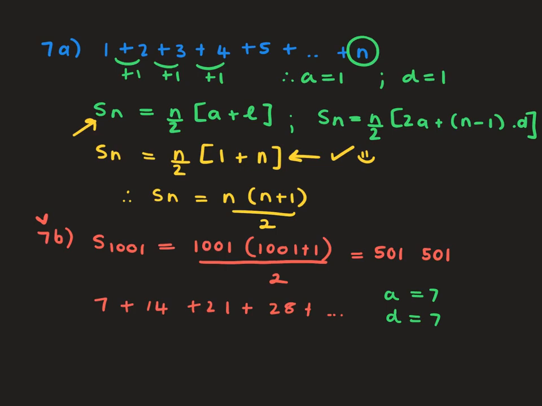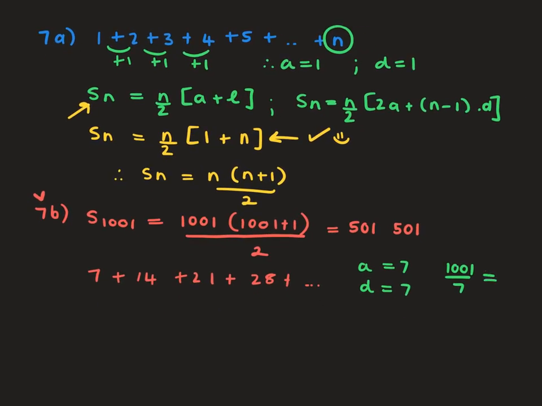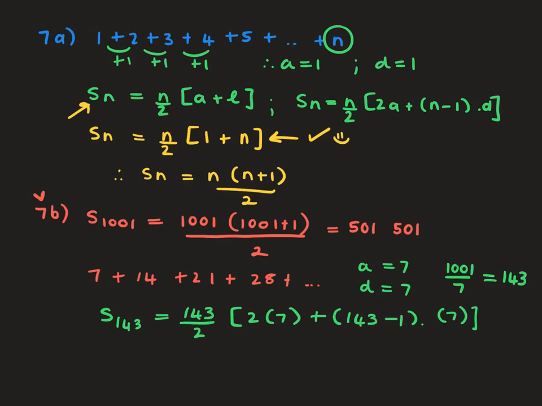So we are just going to pop this into the sum formula, but let's just figure out how many multiples of 7 there are in 1001 terms. So if I go 1001 and I divide it by 7, I get 143. Okay, so we're now going to say S143 is equal to 143 over 2, 2a plus n minus 1 times d.